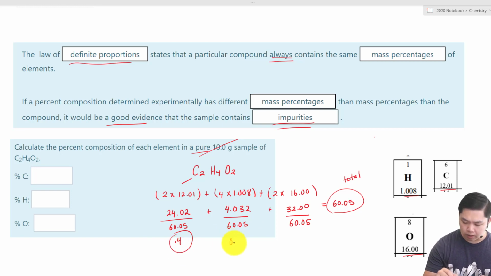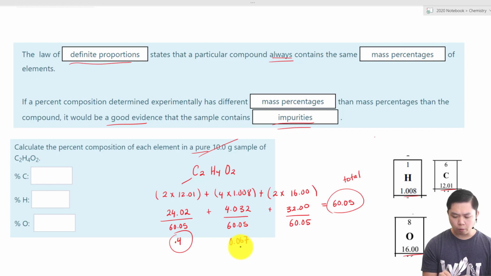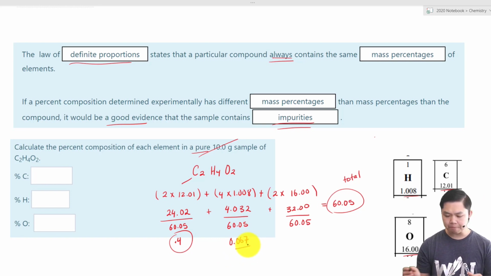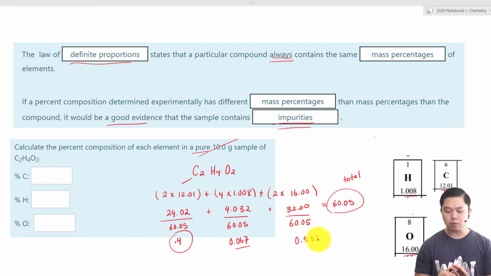The next one we have is 0.067. Of course, you use your calculator to plug it in. And I just record down 3 decimal places, okay? And then down here we have 32 divided by 60.05. We have 0.532. So I round again to 3 decimal places.